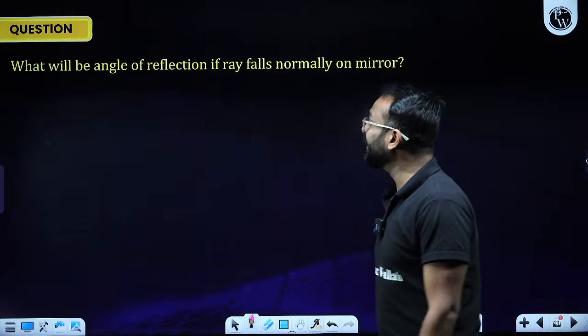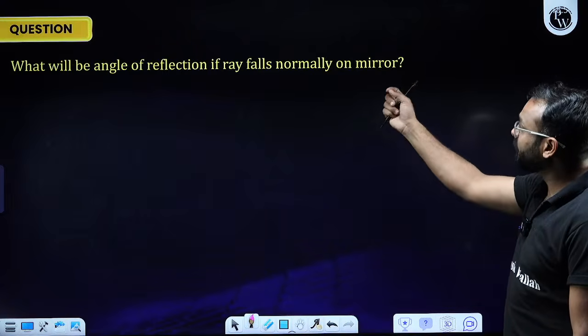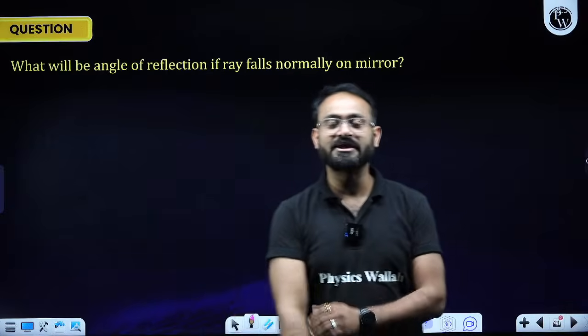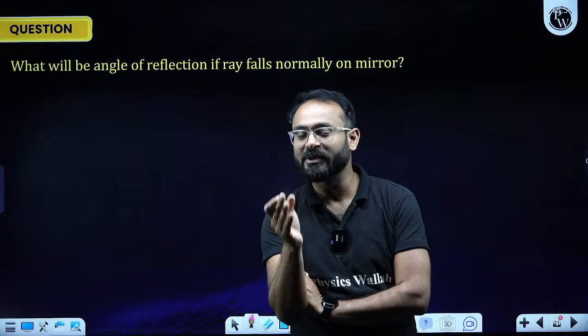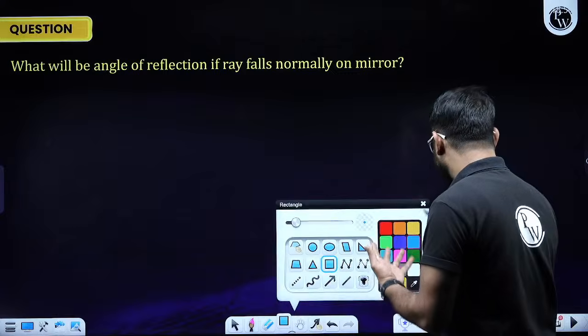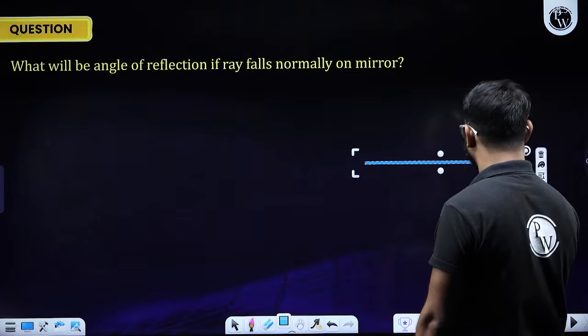What will be the angle of reflection if a ray falls normally on the mirror? I think one of the students already asked, I think Gupta ji was there, who asked the same question. What is going to happen if the ray of light is incident normally on the surface? So it's not going to be difficult for you.